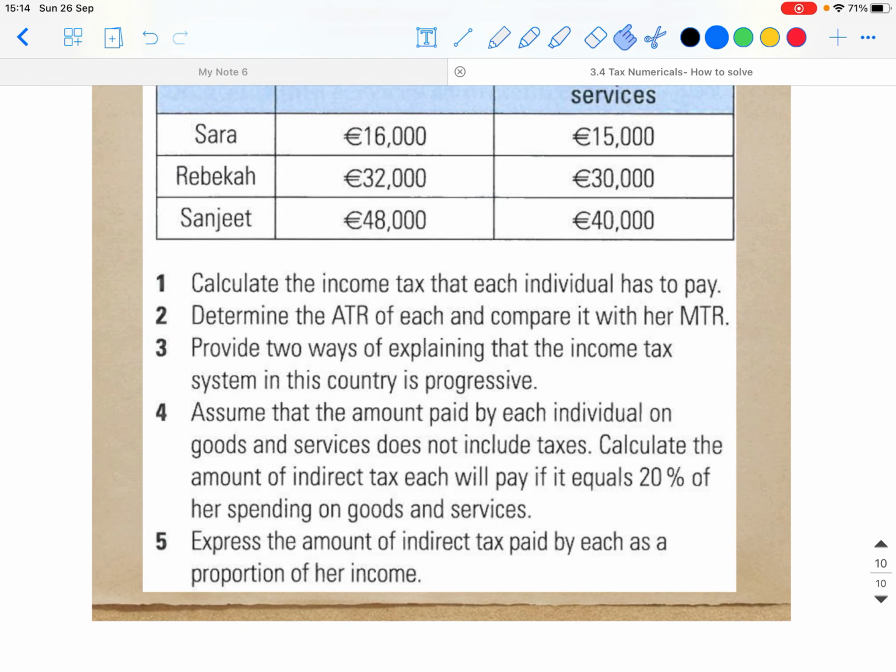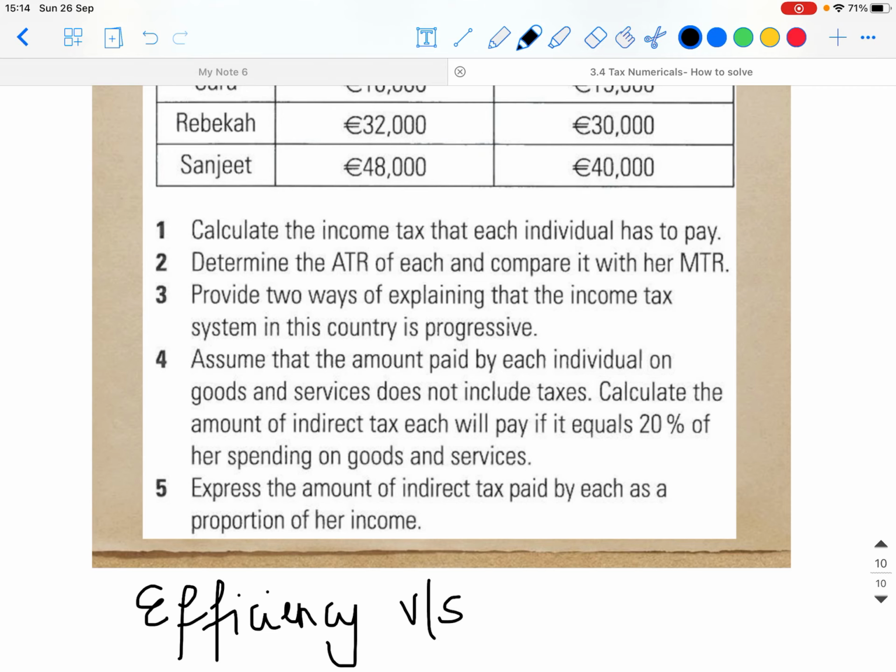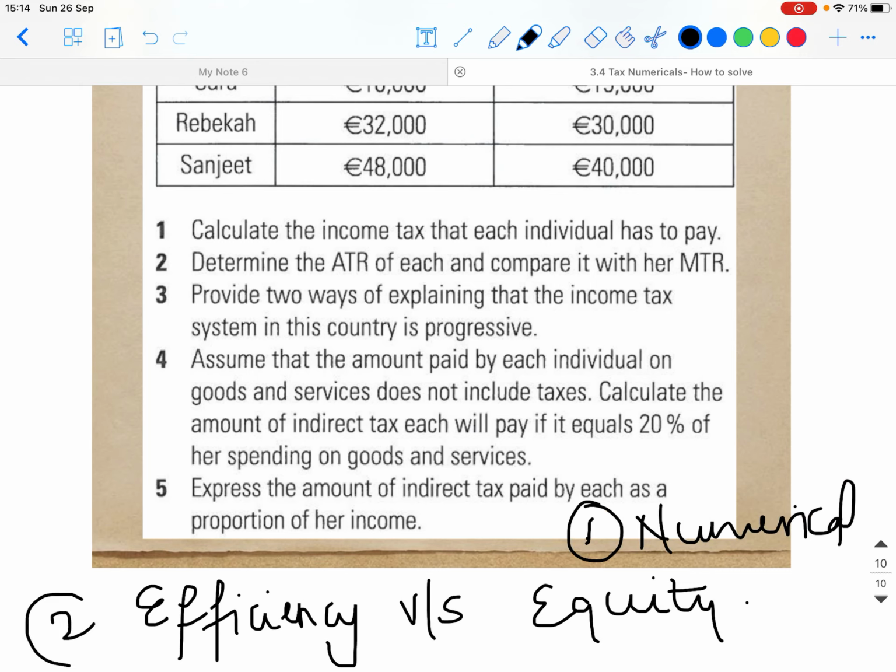After you finish up with this numerical, on the presentation there are some slides given with an evaluation of efficiency versus equity. So the next assignment will be related to that, efficiency versus equity. So first finish the numerical, and secondly, after reading those slides and reading from the textbook and making your notes, write down how there is a trade-off between efficiency and equity.